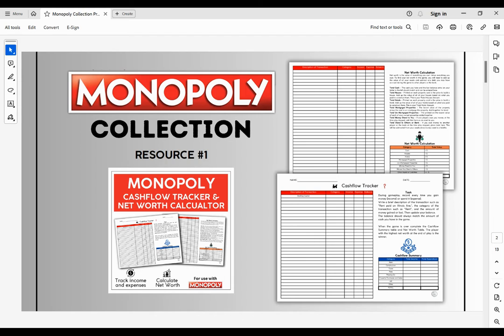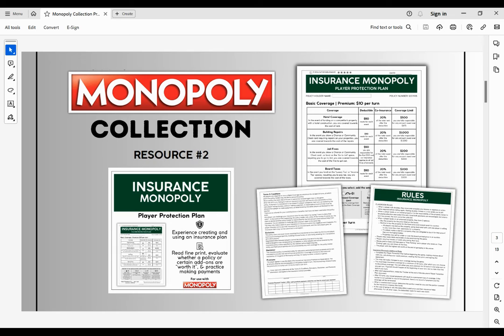So the first one is we have a cash flow tracker net worth calculator. This is where I typically will start, getting students used to keeping track of all income and expenses during a game. At the end, then they can actually calculate their net worth. And then we kind of come back to this a lot when we play Monopoly in the future. So that net worth calculation and even just tracking cash flow, one of the most important skills we learn.